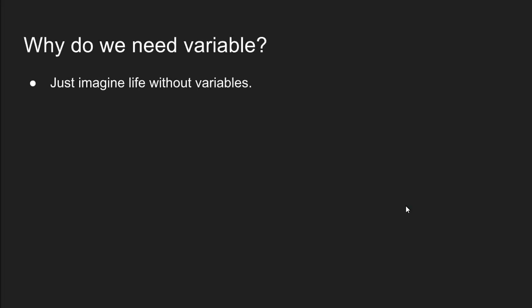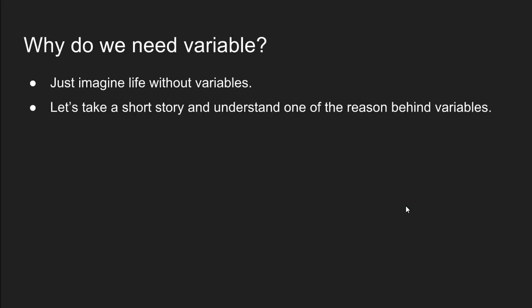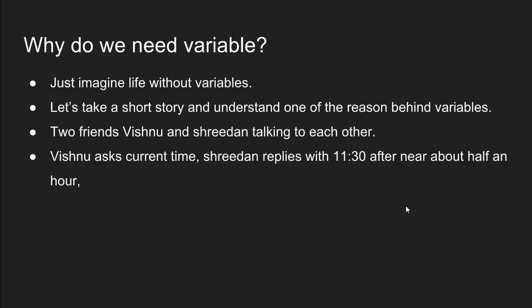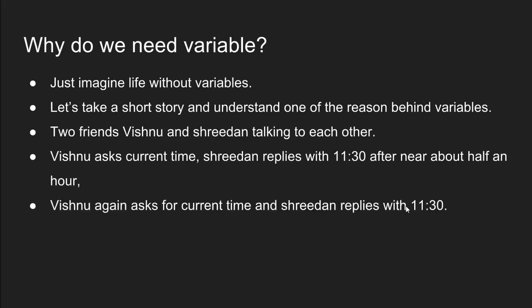But the question comes to mind, why do we need variables? Just imagine life without variables. Let's take a short story and understand one of the reasons behind variables. Once upon a time, there was a king. No, it is not that kind of a story. The story begins with two friends, Vishnu and Shridan, talking to each other. Vishnu asks the current time. Shridan replies with 11:30. After about half an hour, Vishnu again asks for the current time and Shridan replies with 11:30.